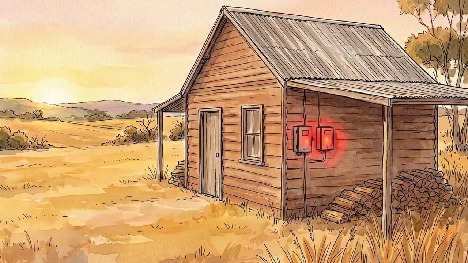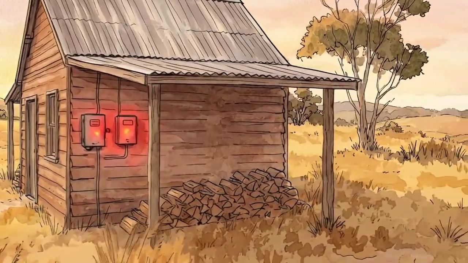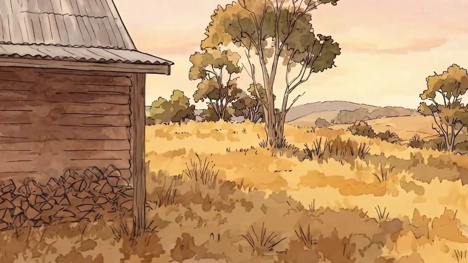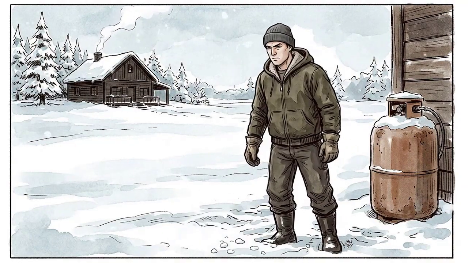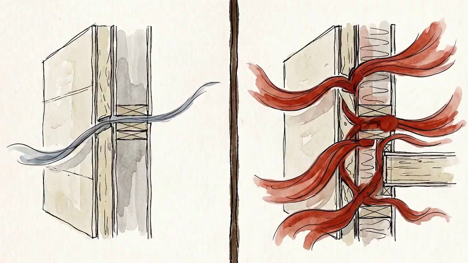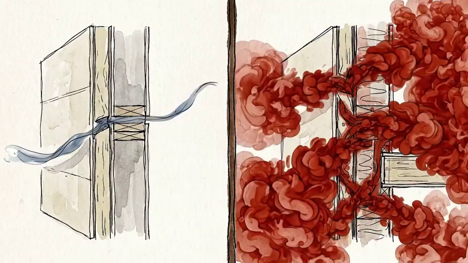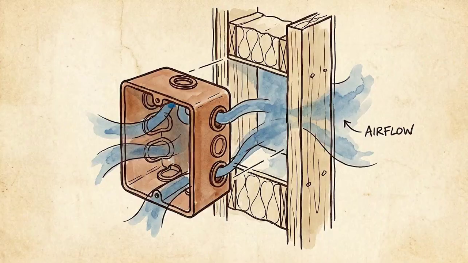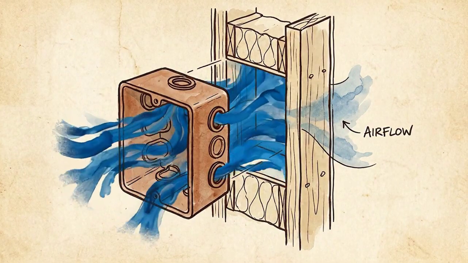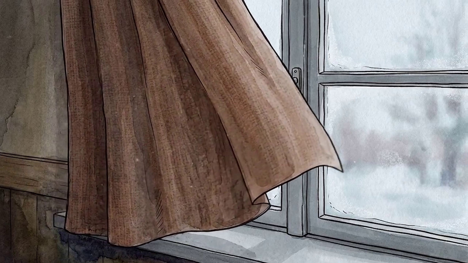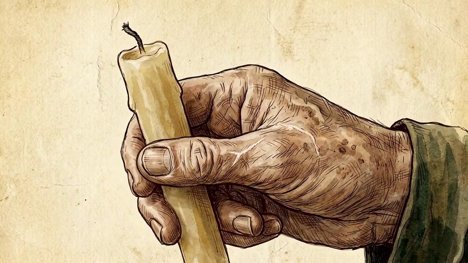$40 a month assumes an average cabin with 6 to 10 electrical boxes on exterior walls in a climate zone 5 location, heating with propane or electric resistance at current rates. The number is a range, not a fixed value. Some buildings lose $20. Some lose $60. The variable is the number of unsealed boxes, the air pressure difference across the wall, and the cost of your heating fuel. The order of intervention.